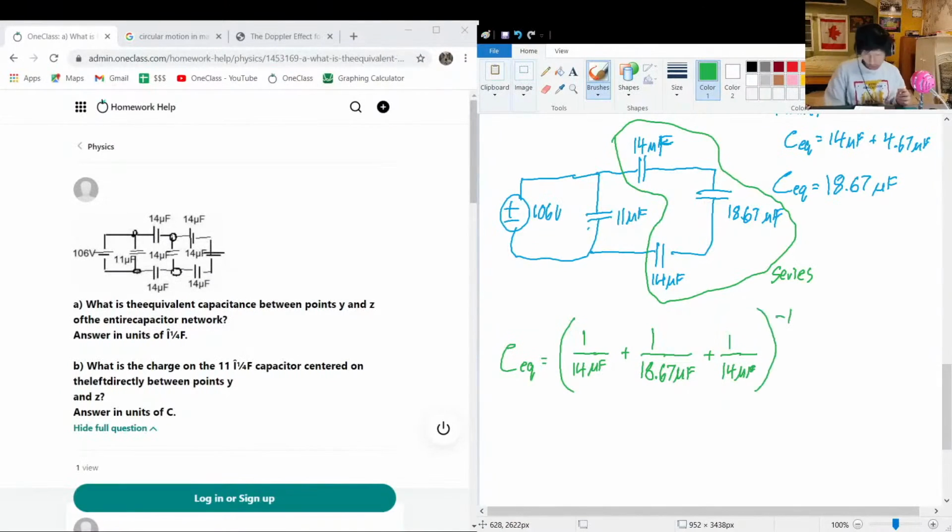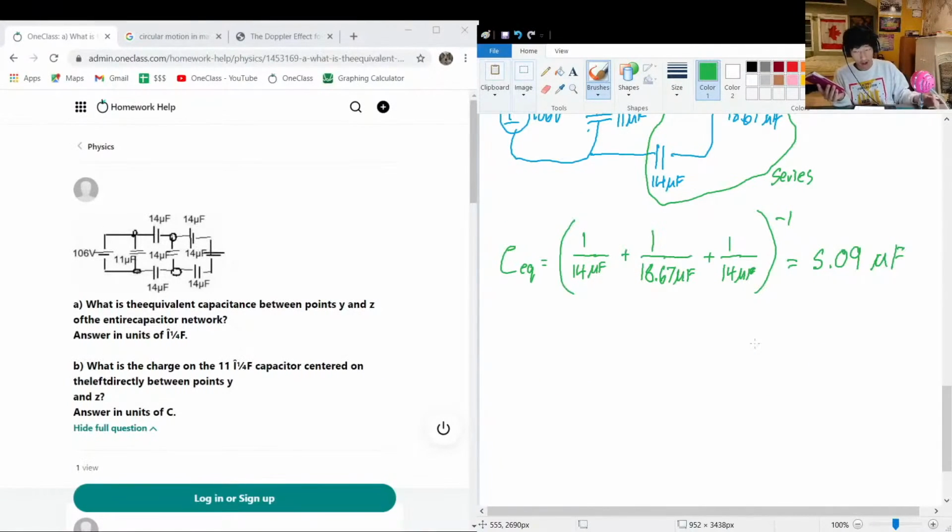Whole thing to the power -1, meaning just like 1 divided by it. Okay, so let's do that math real fast. So 14 to the power -1 plus 18.67 to the power -1 plus 14 to the power -1. Close the bracket, everything else to the power -1. And here our result is 5.09 microfarads.